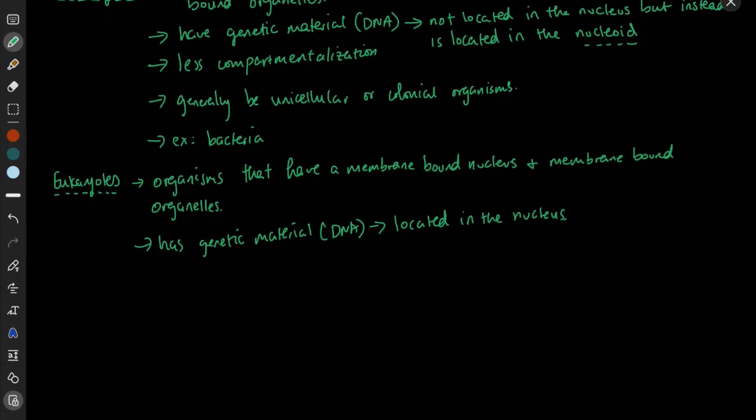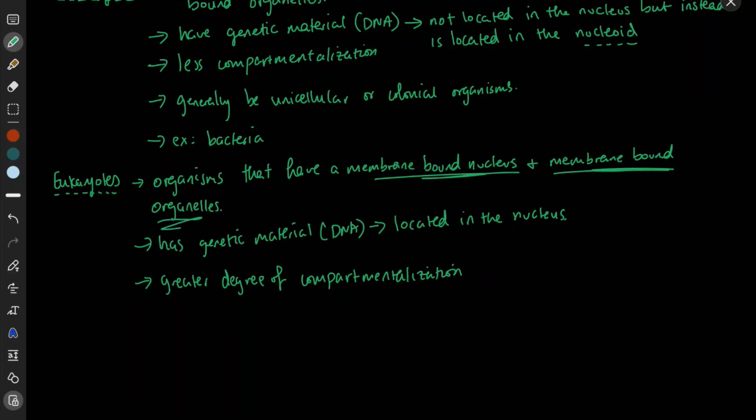Right? So here, with respect to eukaryotes, we have a greater degree of compartmentalization, because again, we have membrane-bound organelles and a membrane-bound nucleus. Because of that, they have a greater degree of compartmentalization, and because of that they have greater efficiency with which they can carry out the cellular processes, and because of that, they tend to be multicellular organisms.